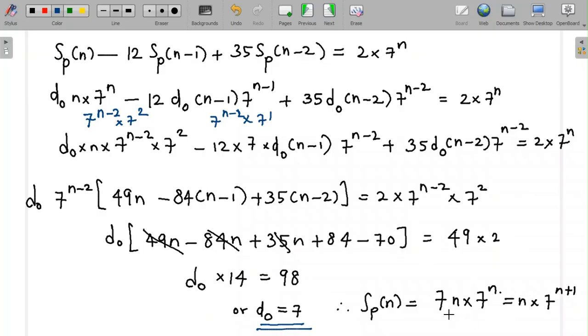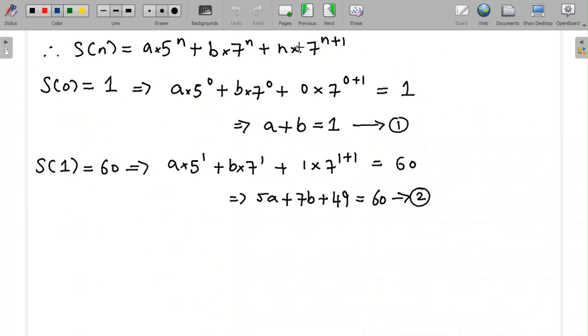We have 7 times n times 7 power n, which means we have n times 7 power n plus 1. So the general solution of the recurrence relation will take this form: a times 5 power n plus b times 7 power n plus n times 7 power n plus 1. Of course, we can find a and b by using 0 for n. So S of 0, we use 0 for n. We have a times 5 power 0, b times 7 power 0, plus 0 times 7 power 0 plus 1.